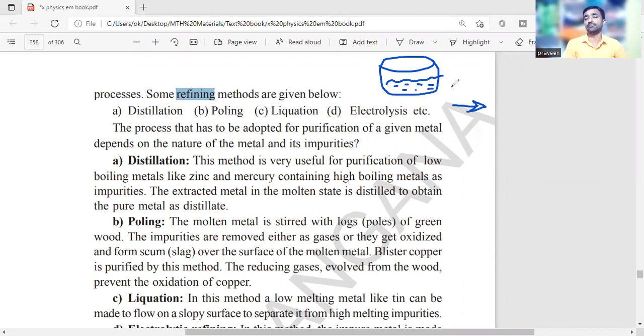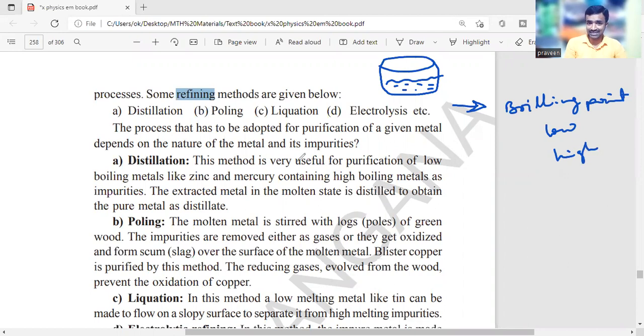It has pure and impure. What difference do I need here between pure and impure metal? That is simply a difference in their boiling points. If there is no difference in their boiling points, there is no use in heating, right? So there must be a boiling point difference. One must be low, one must be high. That you need to observe first.